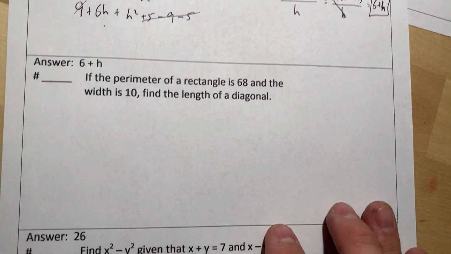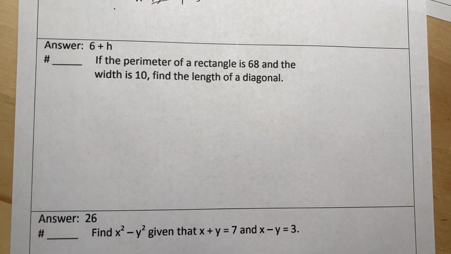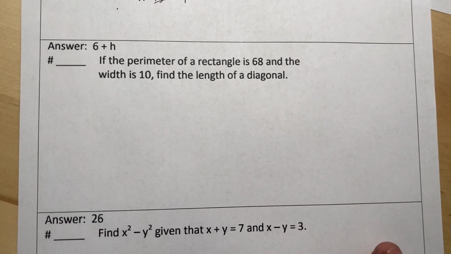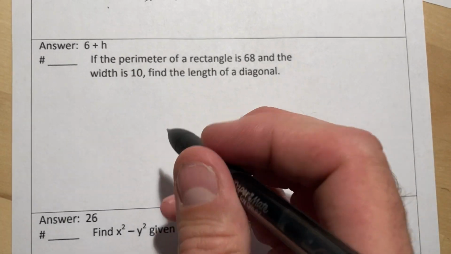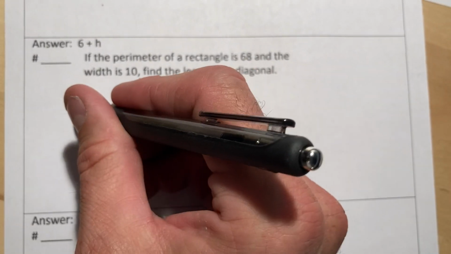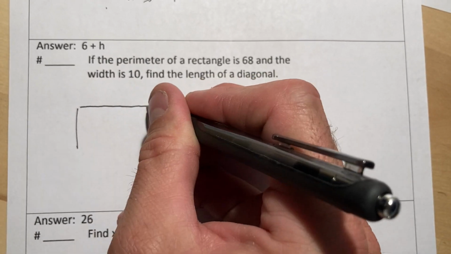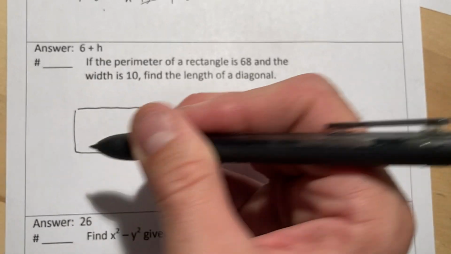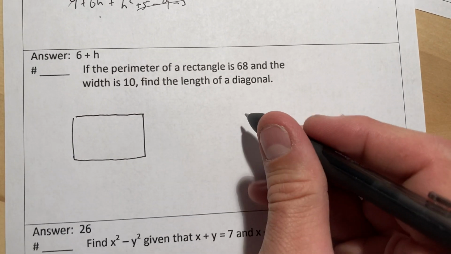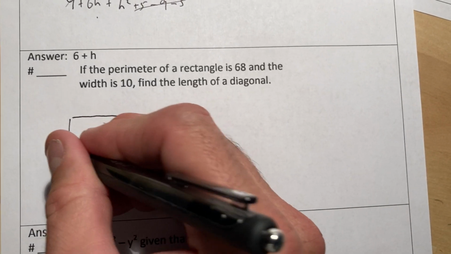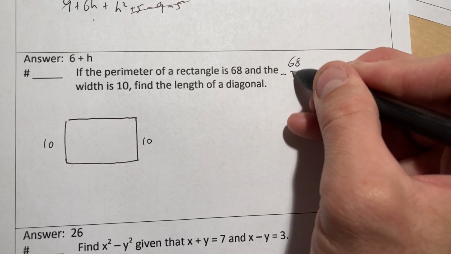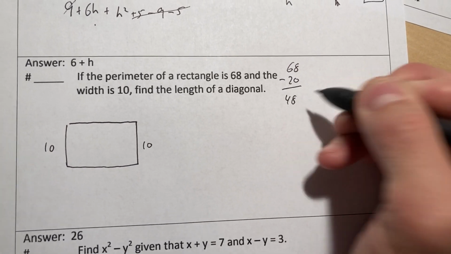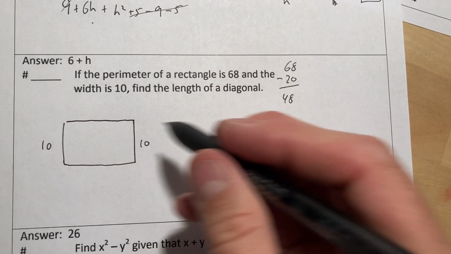Next problem, if the perimeter of the rectangle is 68. Oh, I love this problem. If the perimeter of the rectangle is 68 and the width is 10, this reminds me of good old Pythagoras. Let me try to draw a rectangle with one hand. Okay. The perimeter of the rectangle is 68. The width is 10, which leaves me with 48 to be both of these.